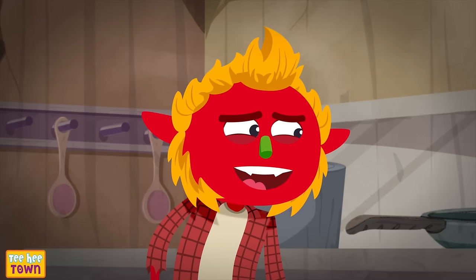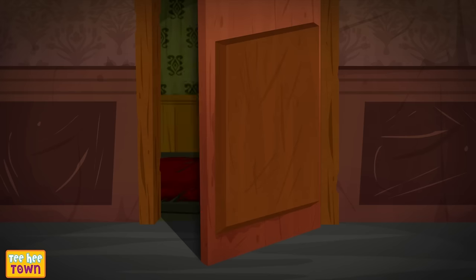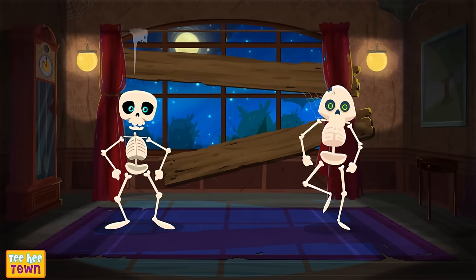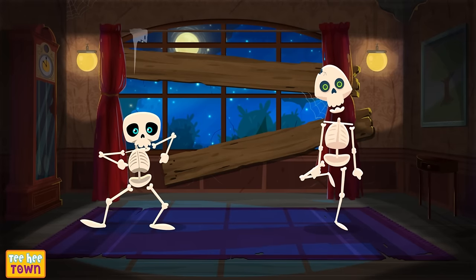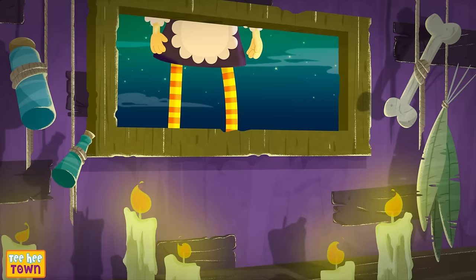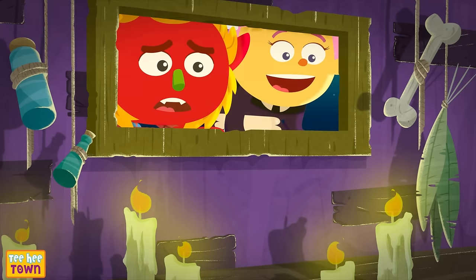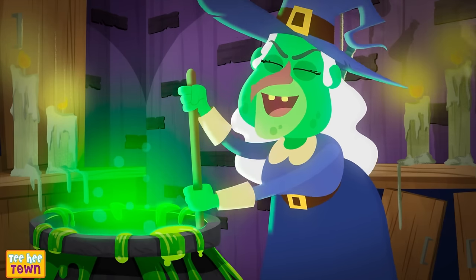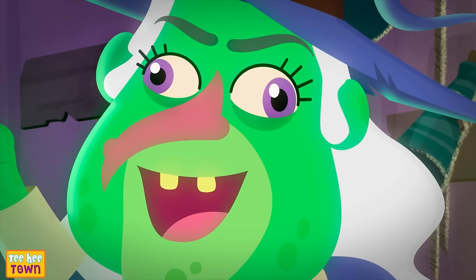Minnie, you're funny. What is so funny about the skeletons? They dance so crazy and are so much fun. What is so funny about a loony witch? She laughs out loud when her eyes twitch.